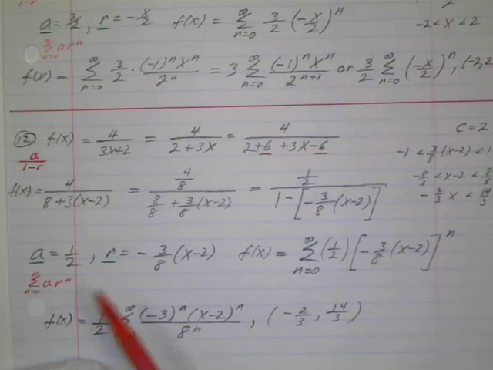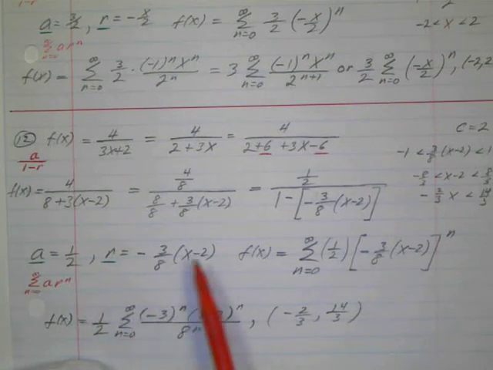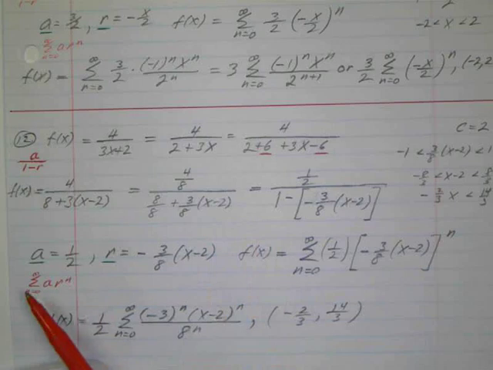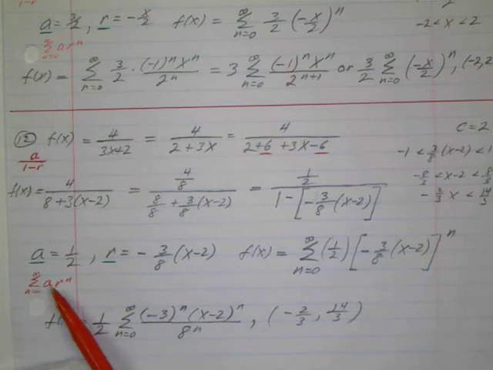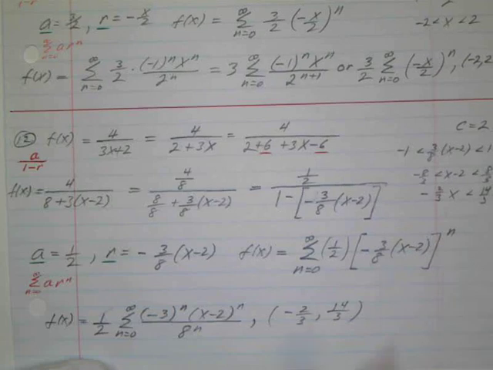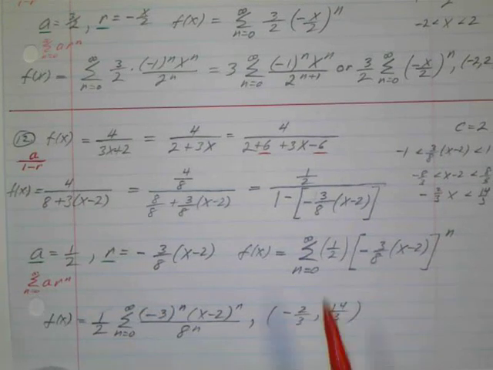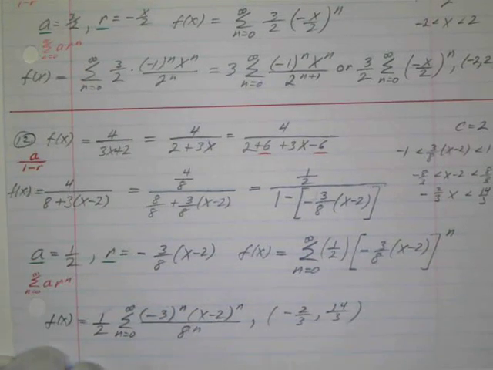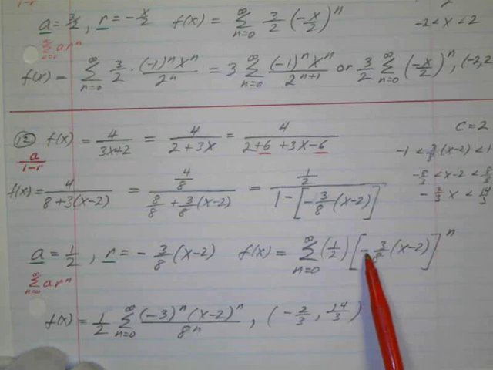So let's get back over here and deal with our series. Once we know it's a geometric series, we know that it's going to be the sum from n equals 0 to infinity of a times r to the n. So there's my a, which is 1/2, and this is my r to the n. And we can take the 1/2 in front because it's not raised to any power, and then we can break this up, so we're going to have negative 3 to the n, and then x minus 2 to the n all over 8 to the n.